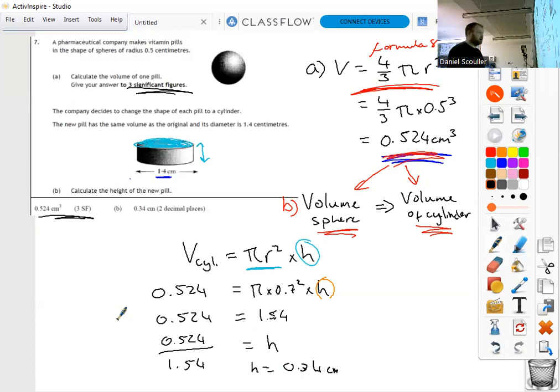All right, so that question's really quite similar to the prelim. It's just a different starting point. It started as a sphere, but the second part of it, we're just rearranging to find a variable that we're not commonly finding. Any questions on the volumes?